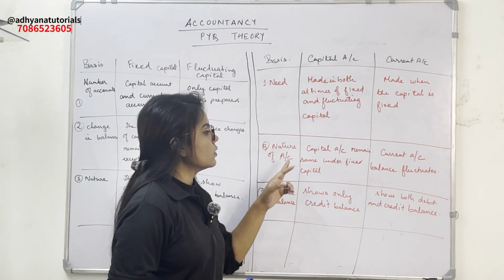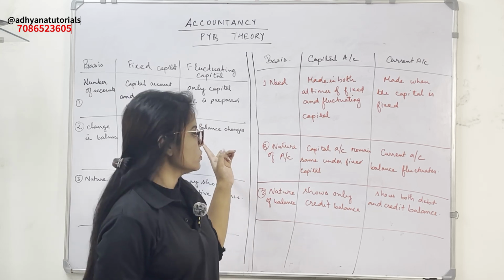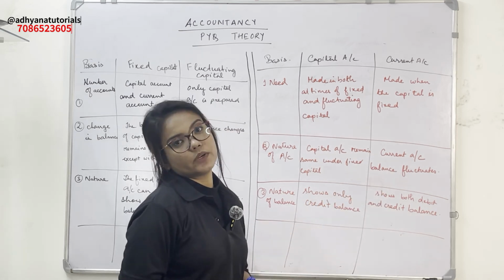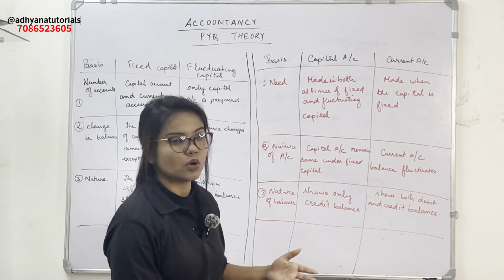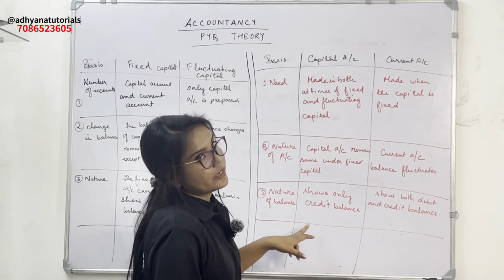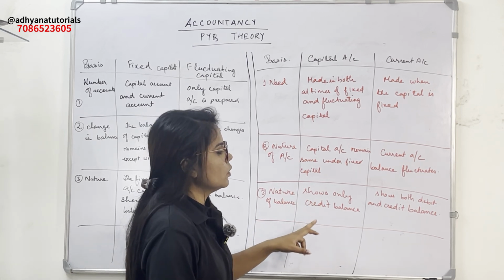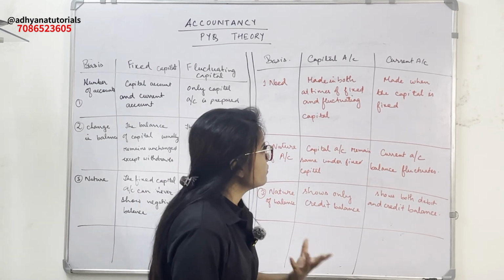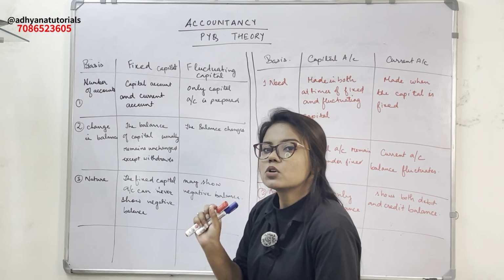Okay, nature of this account. Capital account remains same under fixed capital. Current account का balance fluctuate करेगा, change होगा. ठीक है, nature of balance: capital account shows only credit balance when the capital account is fixed, but in current account it might show a debit balance, it might show a credit balance, you never know. Okay, so these are the two important distinctions that are most frequently asked.